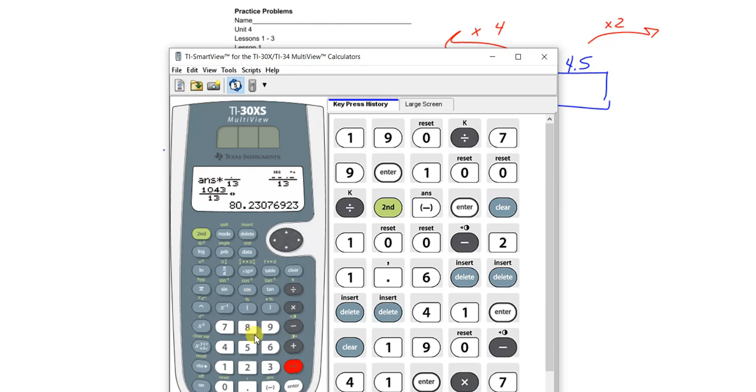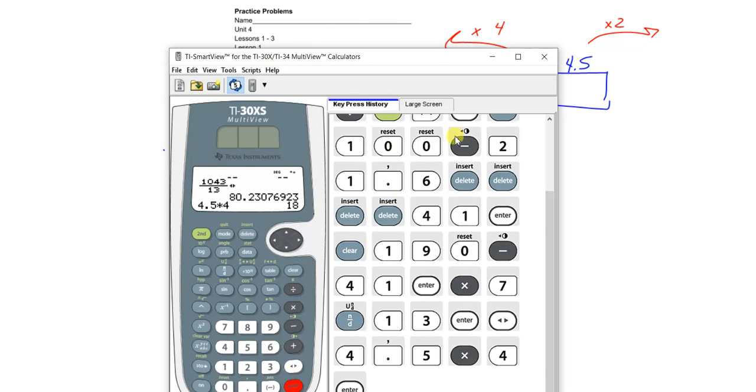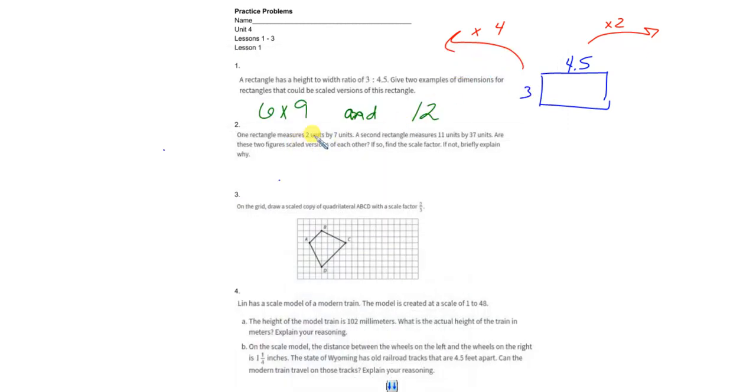Let me show you. 4.5 multiplied by 4, our scale factor, gets us an 18. So we could have a 6 by 9, a 12 by 18. We could even keep going and do more, but it only requires us to do 2, so we will stop there. So a 6 by 9 and a 12 by 18 are my 2 choices of making scale copies from this.